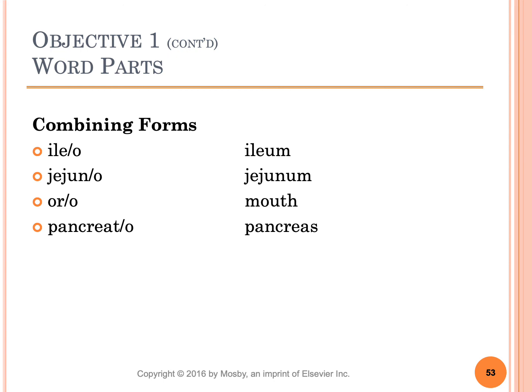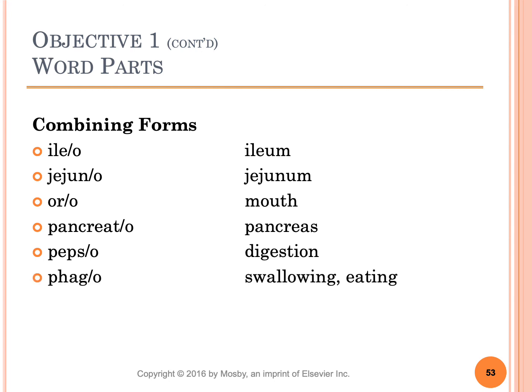Remember, the pancreas is the organ that is both an endocrine and exocrine gland, and part of its job is to secrete some digestive enzymes to help us break down our foods. Pepso refers to digestion. If you've ever had indigestion and you've taken Pepcid or heard of someone who does take Pepcid, that is where that name comes from. Phago or phagio is swallowing or eating. And procto and recto are the terms for rectum.